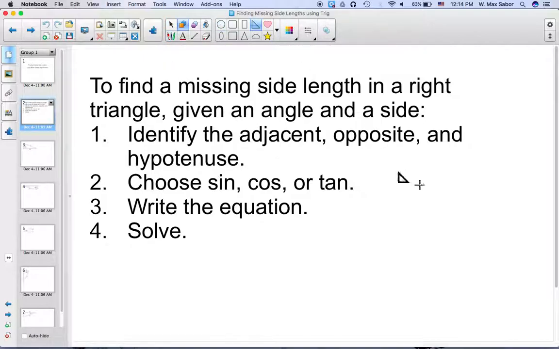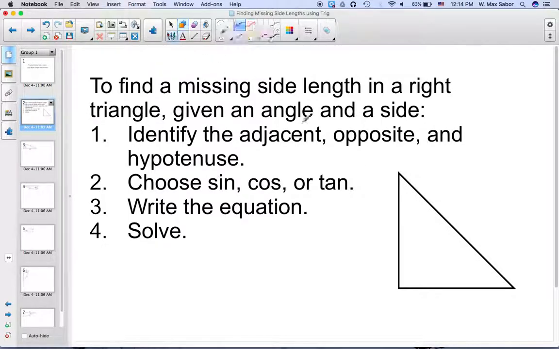That's based off of the angles. The one across from the right angle is going to be the hypotenuse. The one across from the reference angle is going to be the opposite side, and the one between the right angle and the reference angle is going to be the adjacent. Then we'll choose sine, cosine, or tangent, write the equation, and solve.